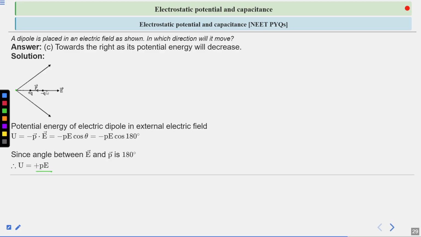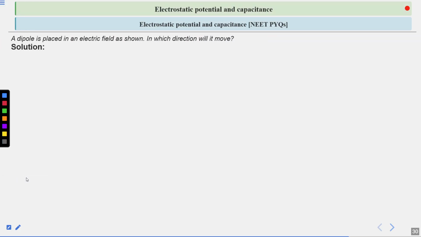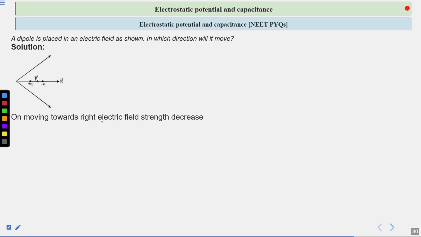So it will keep on decreasing as we move away from the source. Since the electric field is decreasing as we move away from the source, if we move this dipole in the right direction, the electric field is decreasing, which means the potential energy will also decrease. Let's see the diagram again. On moving towards the right, the electric field strength decreases.